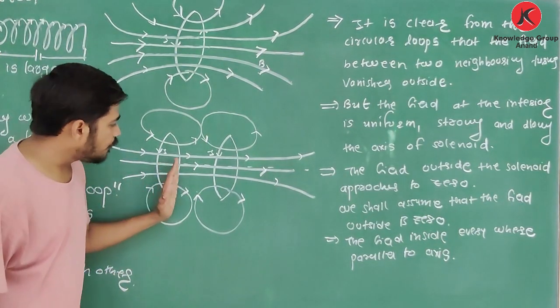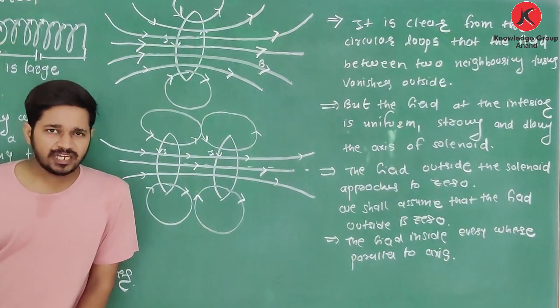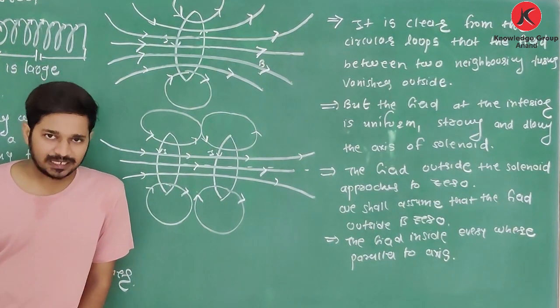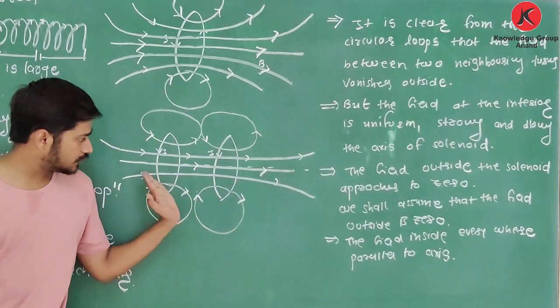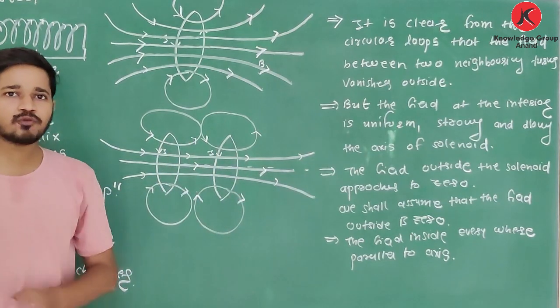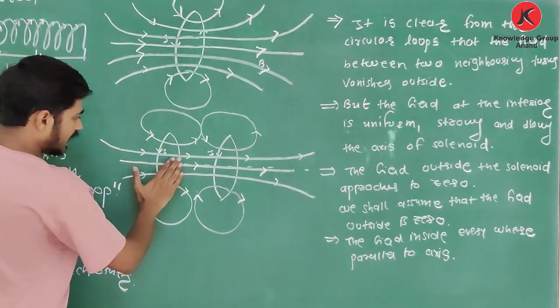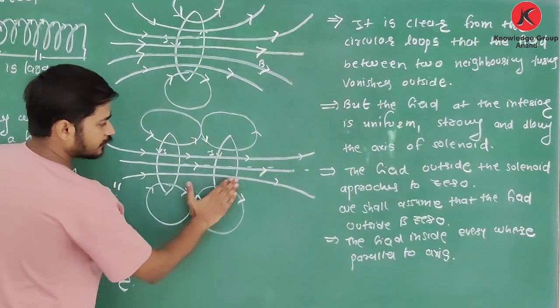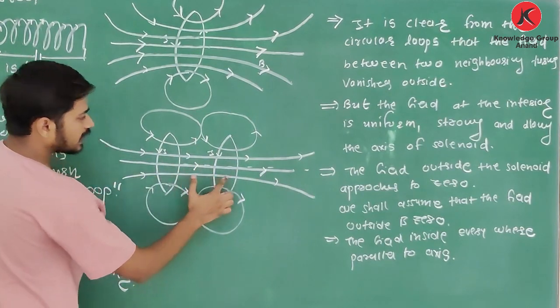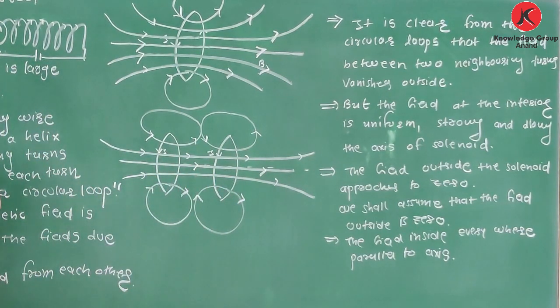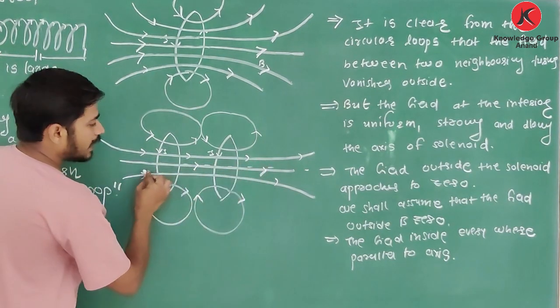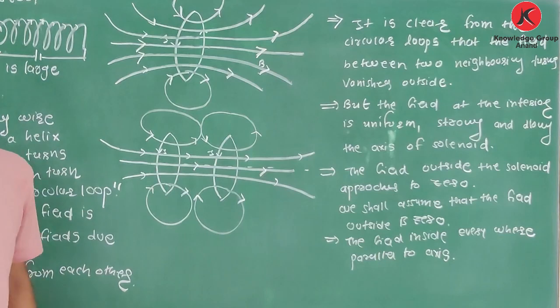Okay, so when you place two rings identical in shape and size, having the same axis, then what happens? See, in this region, there are almost parallel lines. Yes or no? It means in this region, magnetic fields are parallel to each other.